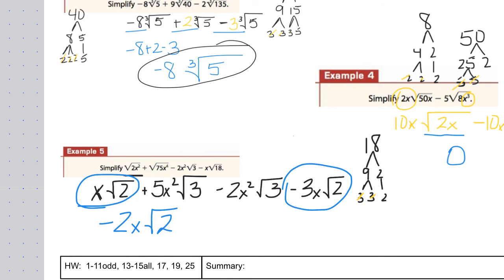Now I have a cube root and another cube root. So I've got positive 5x squared minus 2x squared. Positive 5 and negative 2 is positive 3x squared square roots of 3. And that's it. That is your lesson.